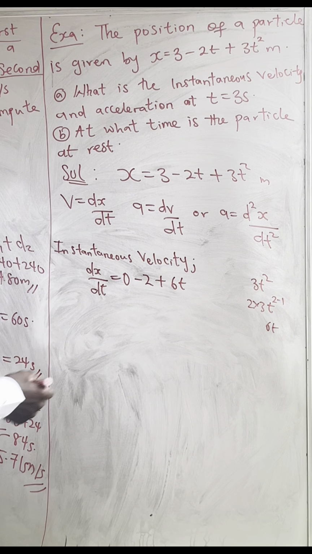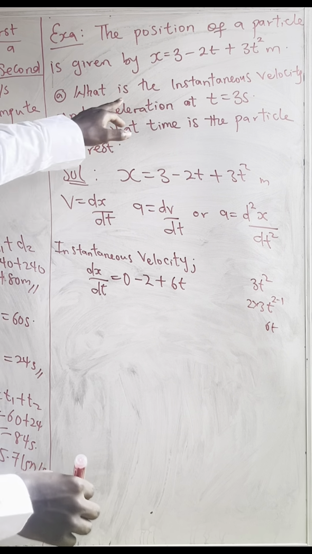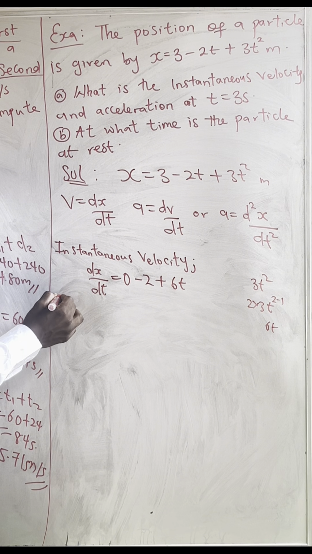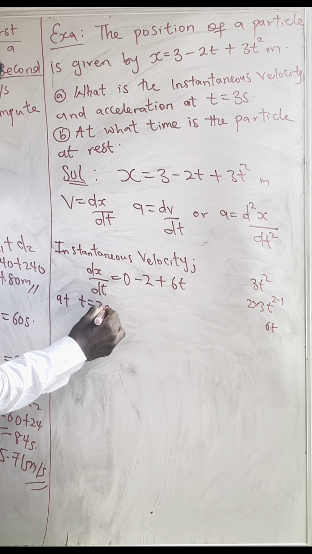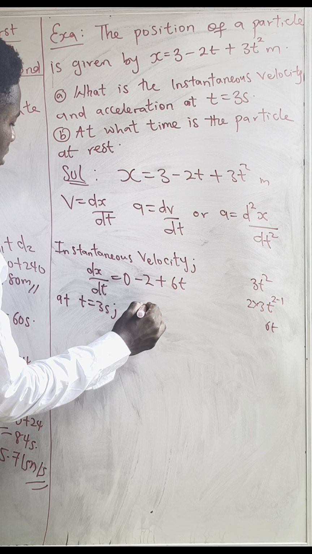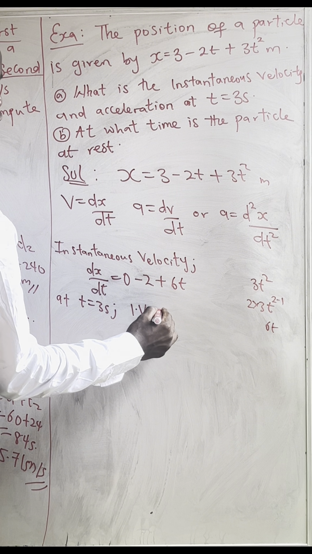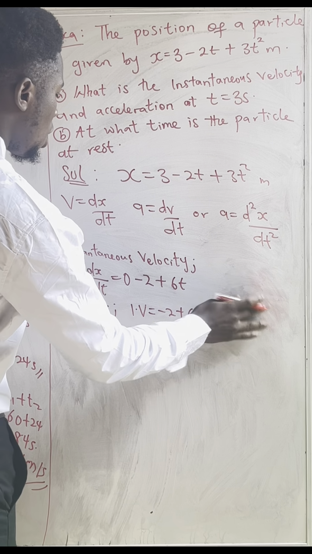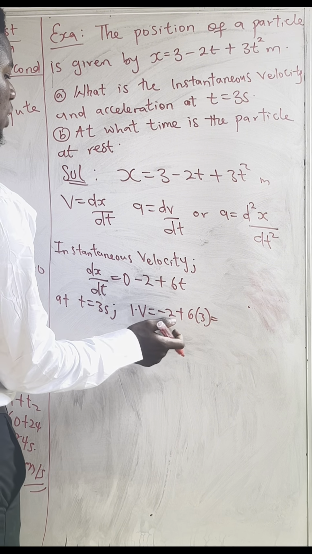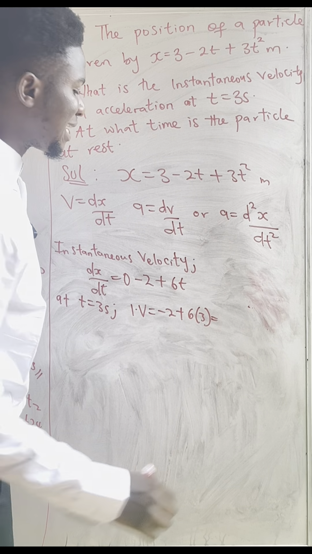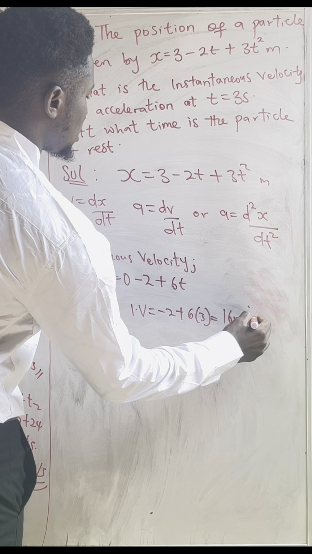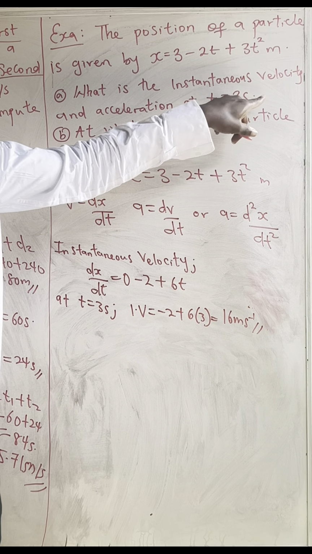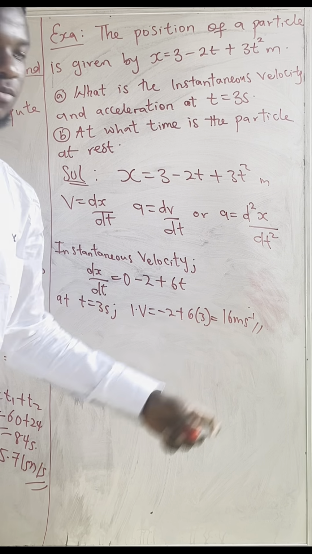So guys, I will now say, the question says we should calculate the instantaneous velocity and acceleration at t equals 3 seconds. Right there. I will now say that at t equals 3 seconds, instantaneous velocity IV would equal minus 2 plus 6 times 3. So what is 6 times 3? That is 18. Minus 2 plus 18, that is what? 16 meter per second. So this simply means that my instantaneous velocity at t equals 3 seconds is 16 meter per second.